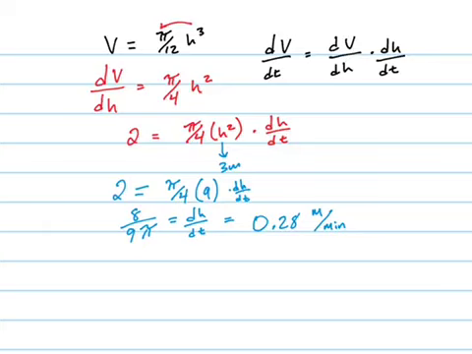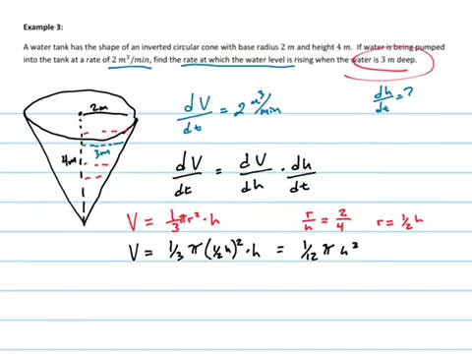So this tells us that when the height of the water in the tank is at 3 meters, it's changing at a rate of 0.28 meters per minute. That's how fast it's rising. And we know it's rising because, first of all, it's positive, but also water is going into the tank. So basic logic tells us that the height of the water is rising.